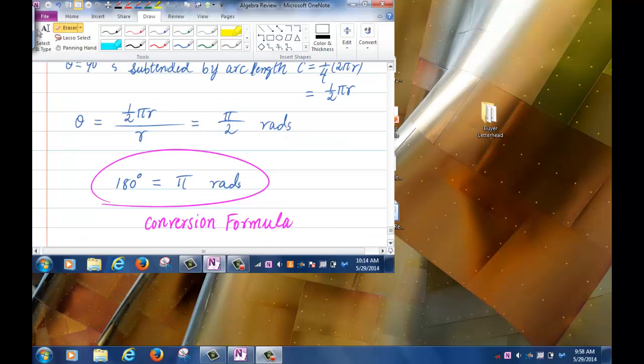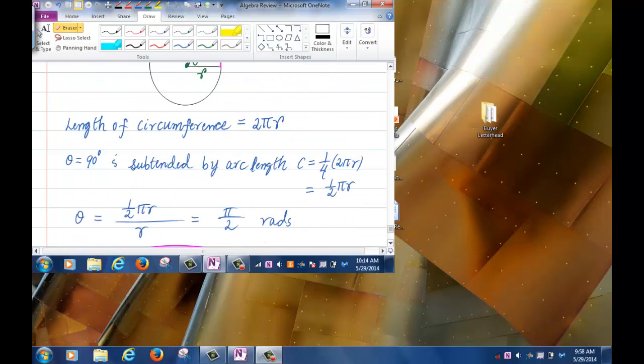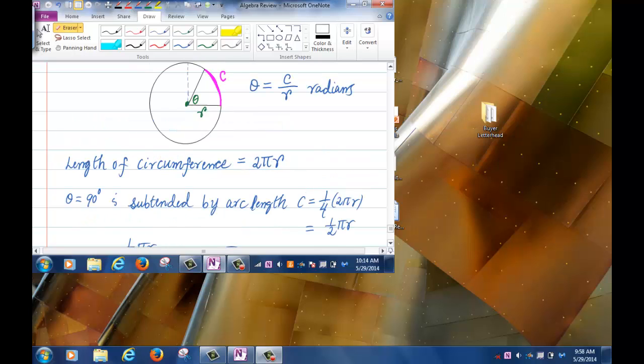All right, so now let's see. The length of the circumference of a circle of radius r is given by 2 pi r, and the 90 degree angle would be subtended by 1/4 of the circumference, right? So what is 1/4 of the circumference? It is half of pi r, and so the 90 degree angle is subtended by half pi r arc length, right?